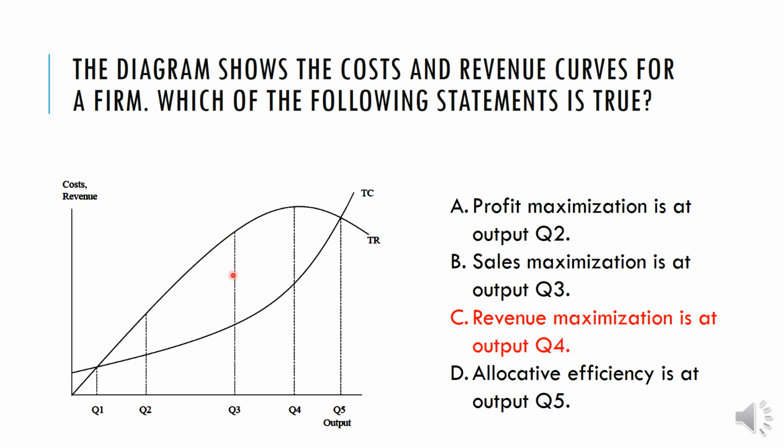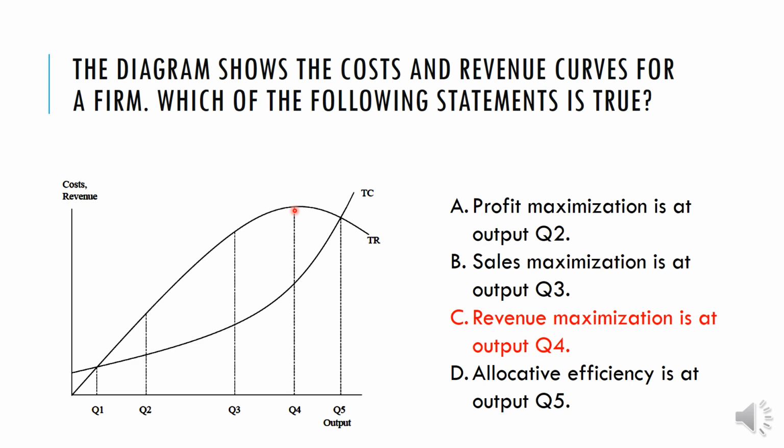Okay. Then we can say that option C, the revenue maximization is at output Q4. Yes, revenue maximization is at output Q4. That is the right answer. Why? Because we know that at output Q4, you can see that total revenue is maximum. Total revenue is the highest. When total revenue is highest, marginal revenue is 0. When marginal revenue is 0, that is a revenue maximization condition. So total revenue is highest at output level Q4. So that's why we are saying that output level Q4 is the right answer. Option C is the right answer.